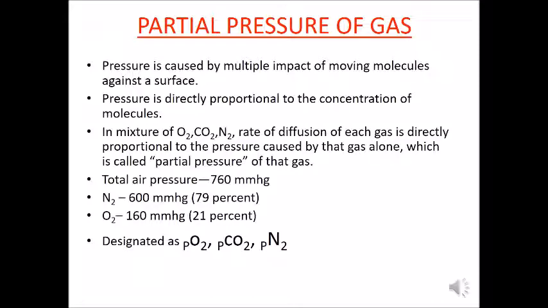Suppose our normal atmospheric pressure is 760 millimeter of mercury. Out of this 760, 600 millimeter of mercury is exerted by nitrogen. So it is 79%. Similarly, out of 760, 160 millimeter of mercury is exerted by oxygen, about 21%. So these pressures are called partial pressures of the gas, and it can be written as a small p. So small p O2 means partial pressure of the oxygen. Similarly, partial pressure of the carbon dioxide and partial pressure of the nitrogen.